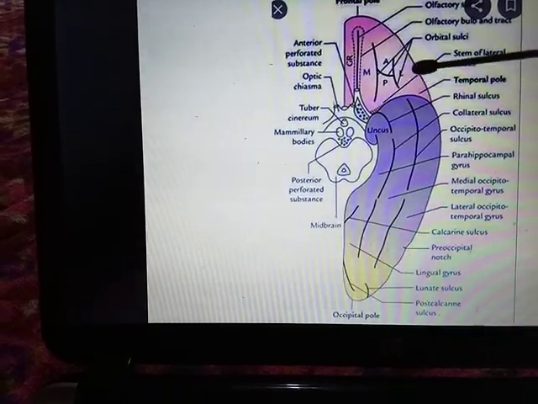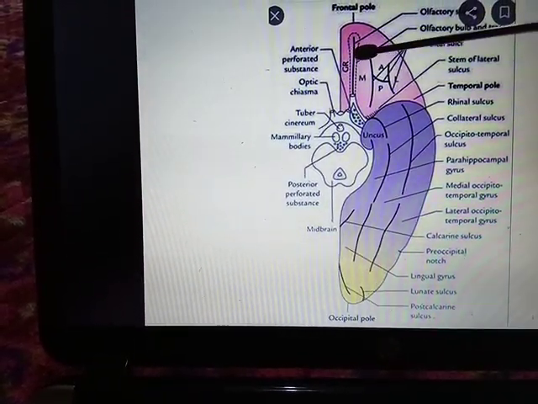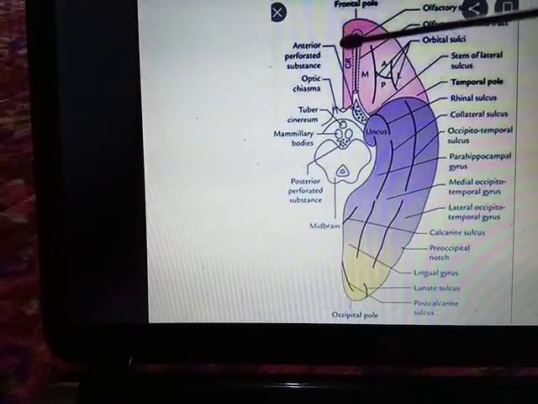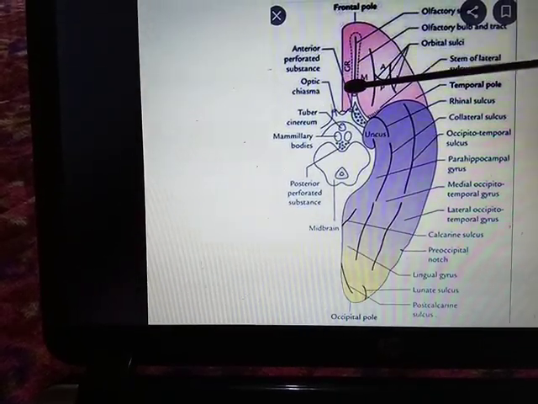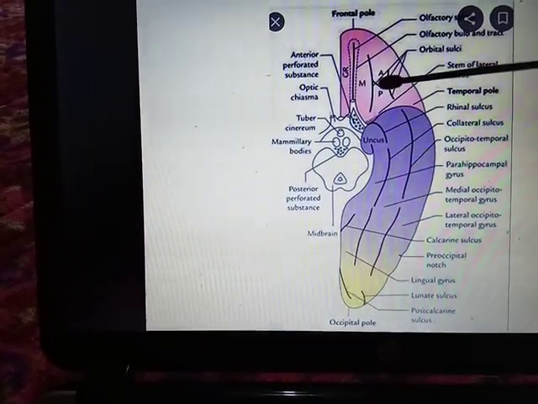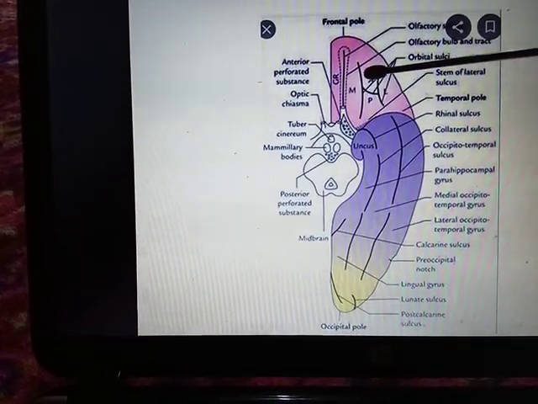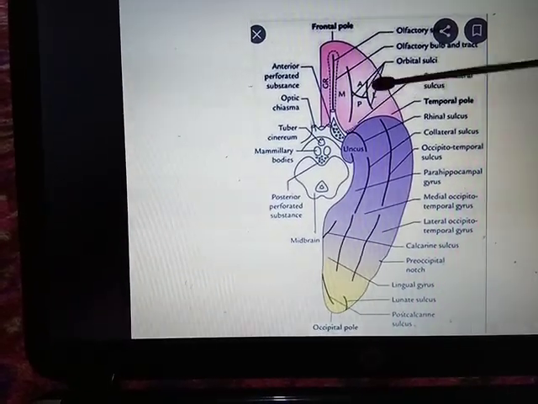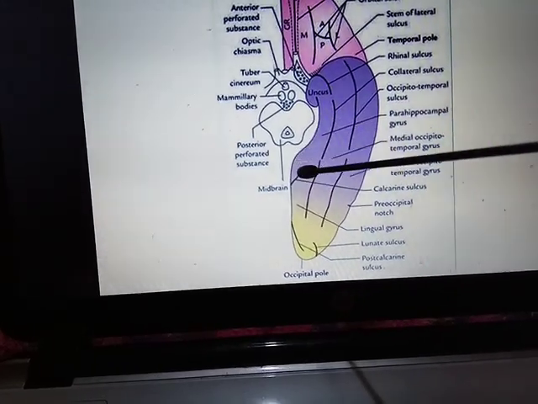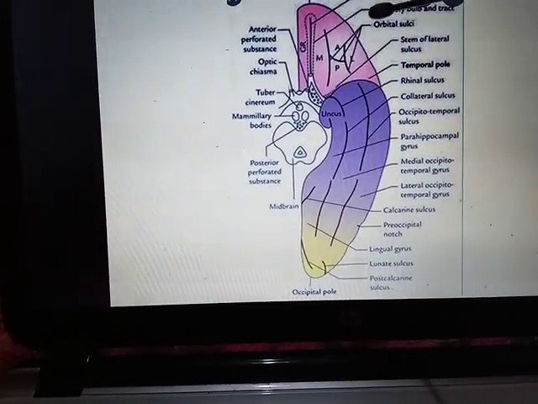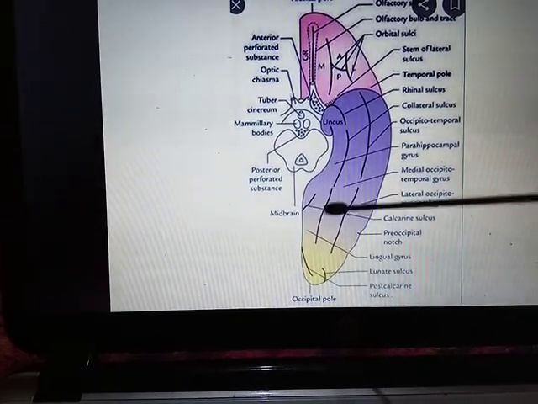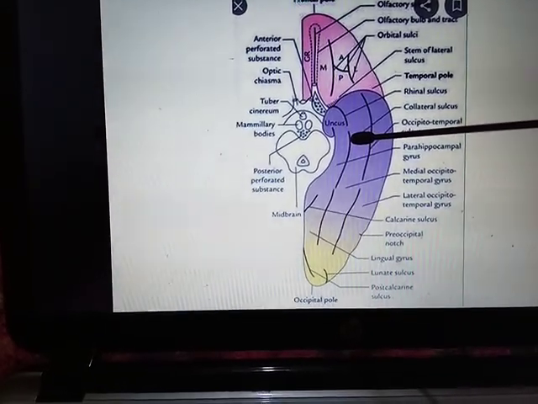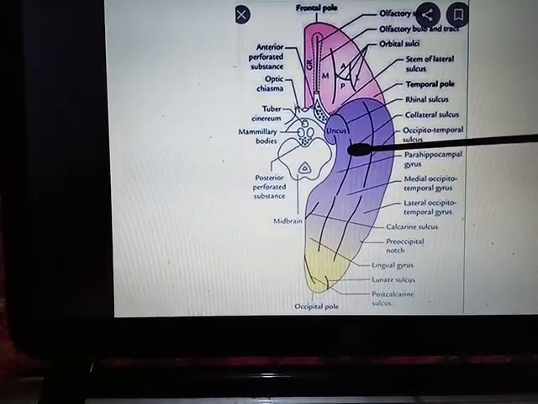Talking about the orbital surface, you have the olfactory sulcus and medial to that the gyrus rectus. Then you have the H-shaped sulcus dividing the part into anterior, posterior, medial and lateral orbital gyri. Then the tentorial surface has two parallel running sulci which move from anterior to posterior. Medial one is the collateral sulcus, which is the complete sulcus, raising an eminence in the lateral ventricle.